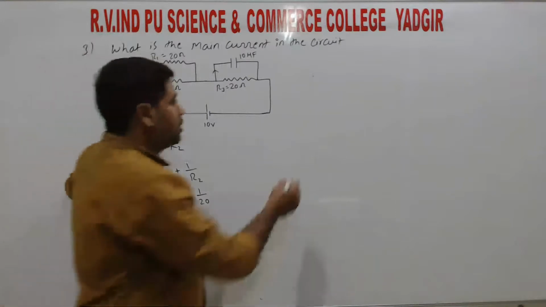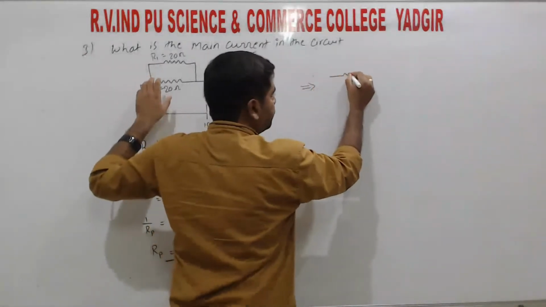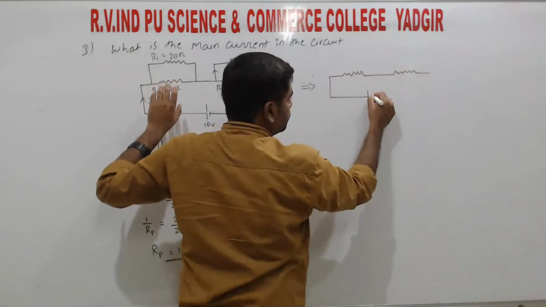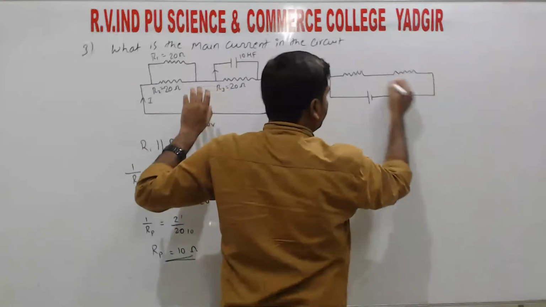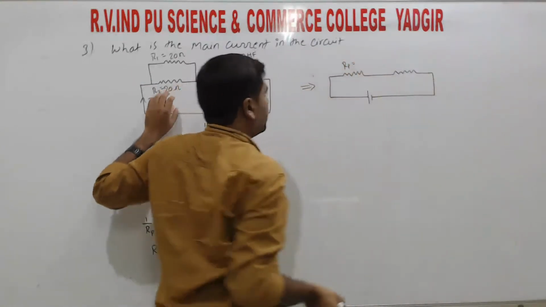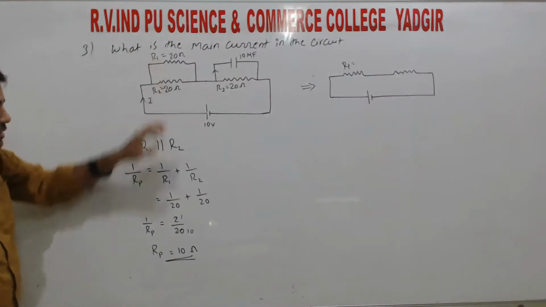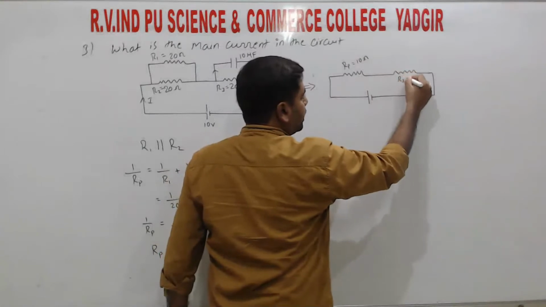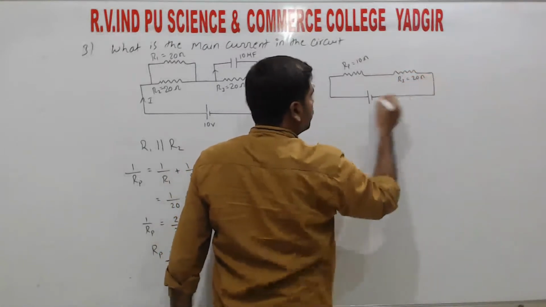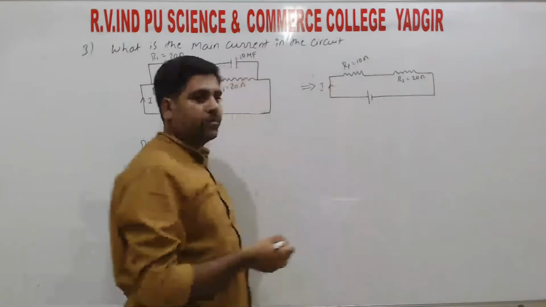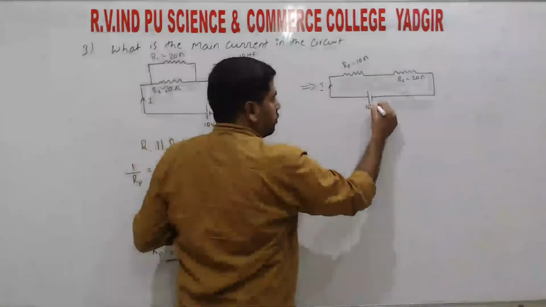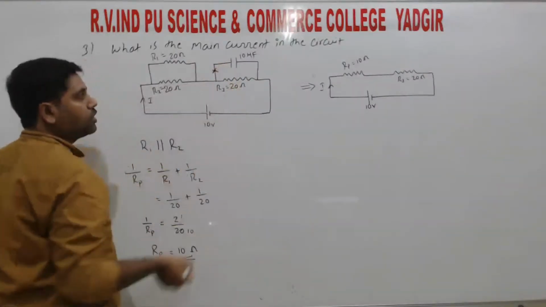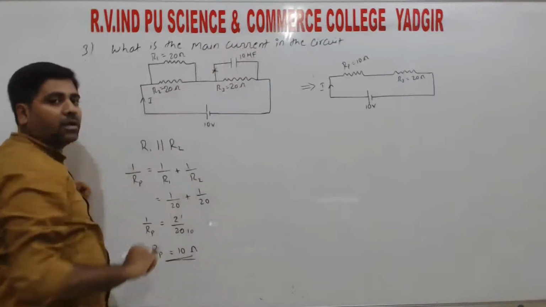So now we can write this as Rp, the equivalent resistance of these two resistances, which we get as 10 ohm. R3 stays as it is, that is 20 ohm. The current which is flowing is I, and the voltage is 10 volt. I already mentioned there is no flow of current through the capacitor, so we can neglect the capacitor.